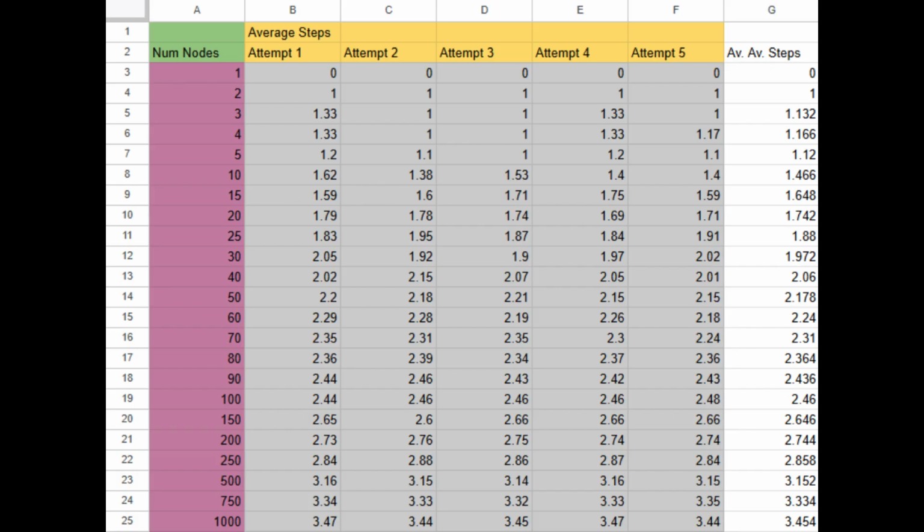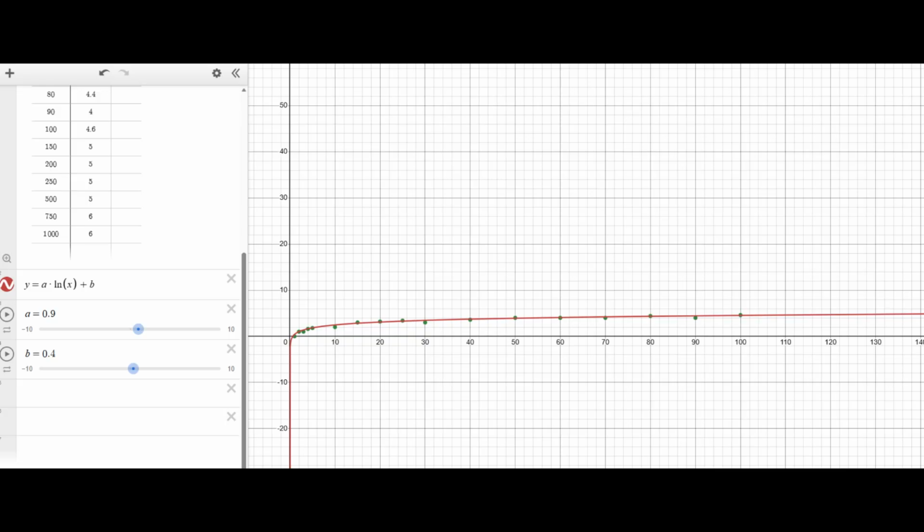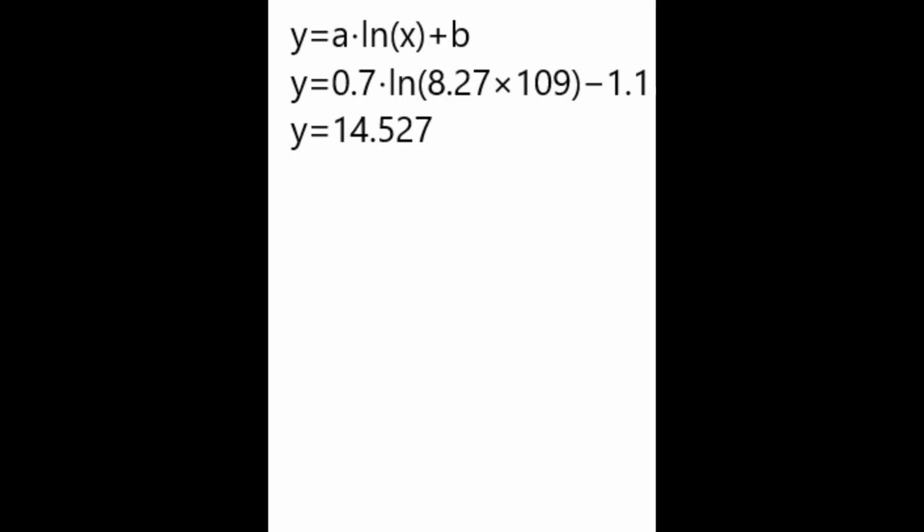so I wondered if maybe 6 was the average number of steps between 2 people. So I redid the table with the average number of steps between 2 nodes, then plotted another graph, did the equation again, and got 14.527, still way higher than 6. So why is our result so much higher than the theory's?